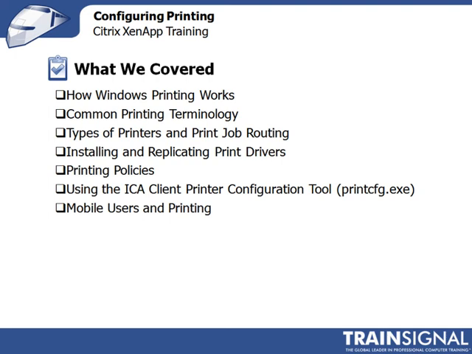So what did we cover in this lesson? We talked about how Windows handles printing, how it moves from the client device to the print server to the print device itself, and how the job is routed, etc. We talked about common printing terminology, like the actual printer means the logical representation of the physical printer within Windows. It's the icon, basically. We talked about print queues and print jobs and print devices, etc. We then moved on to talk about the different types of printers and print job routing. We talked about network attached printers, server local printers, client local printers, client network printers, etc.